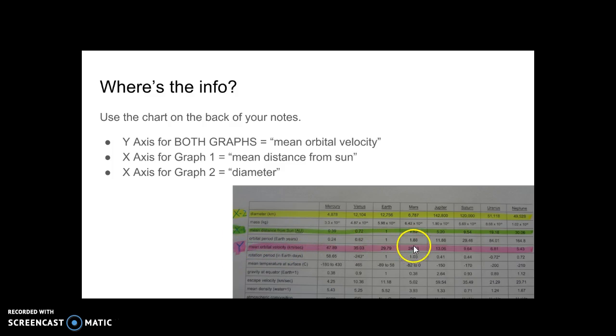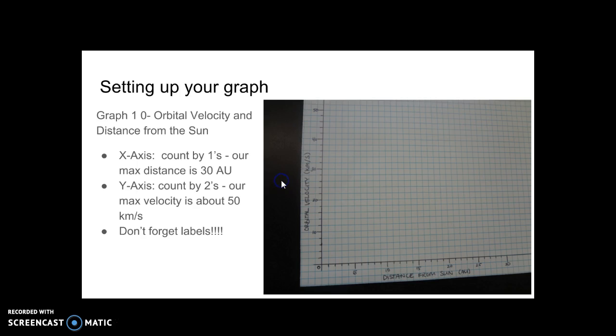It's highlighted in pink. On graph 1, our x-axis is going to be mean distance from the sun, so that's a possible independent variable for this question that we're asking. Here it is, mean distance from the sun. I marked it x1 and I highlighted it in green. For graph 2, the x-axis is going to be planetary diameter, and I marked it, it's right at the top, I marked it x2 and I highlighted it in yellow. I wanted you to see where you're going to be finding this data.